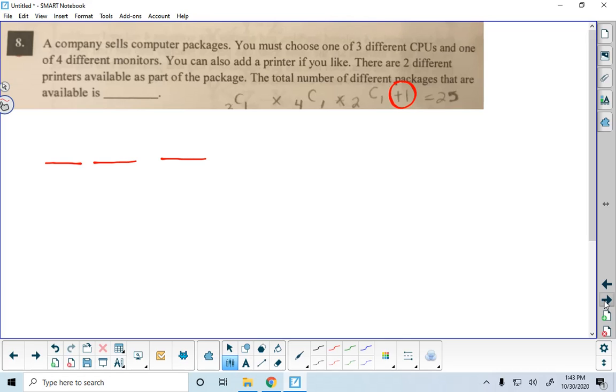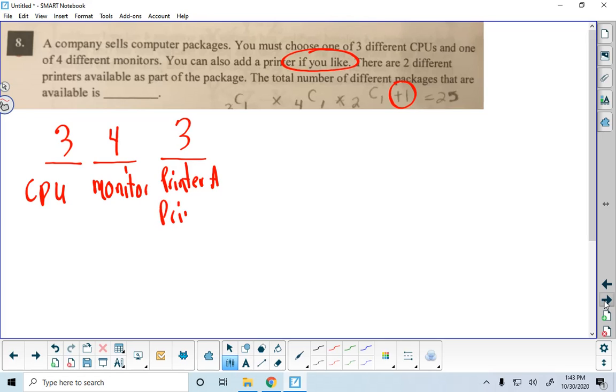But my thinking here is you have 3 choices for the CPU. That's the tower, or the main computer. You have 4 choices for the monitor. And since there are 2 printers, but you have the choice of adding 1, if you like, you actually have 3 choices for what to do with the printers. You can have printer A, you can have printer B, or you can have no printer.